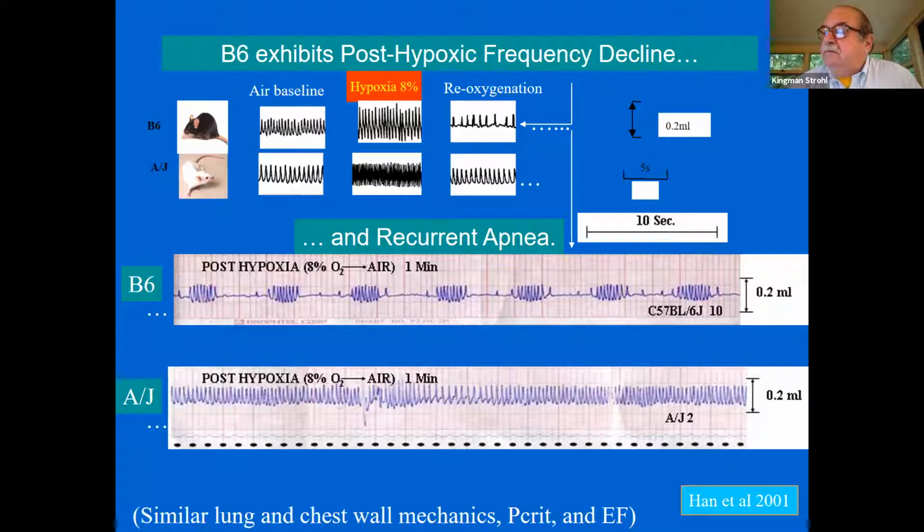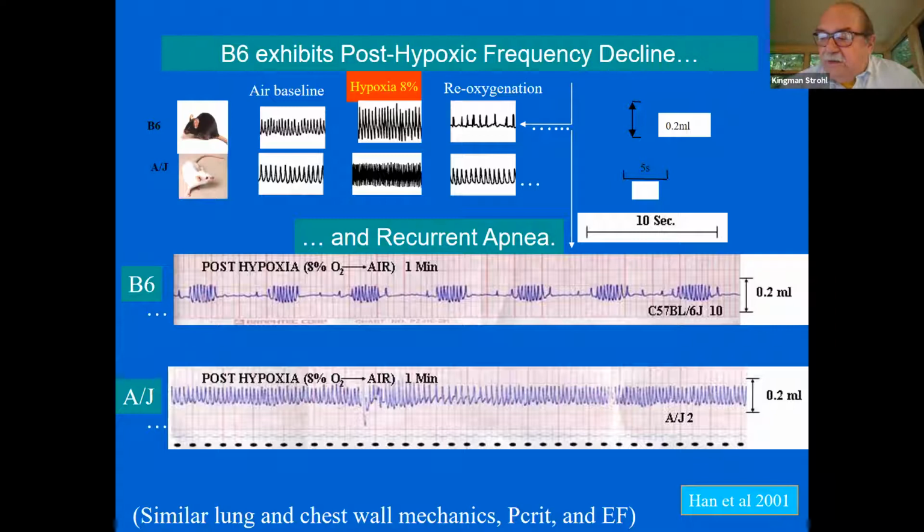And then this is the most dramatic example. You always pick one and you look at it in the B6. And there was a time for about 30, 40 seconds where this B6 has a pretty interesting breathing pattern. And the AJ doesn't do much irregular breathing. And they have similar lung and chest wall mechanics. They had a similar packed cell volume. They had an ejection fraction that was similar. They're different in terms of what their heart is. They're different in terms of what their lung volumes are, but their mechanics are about the same.